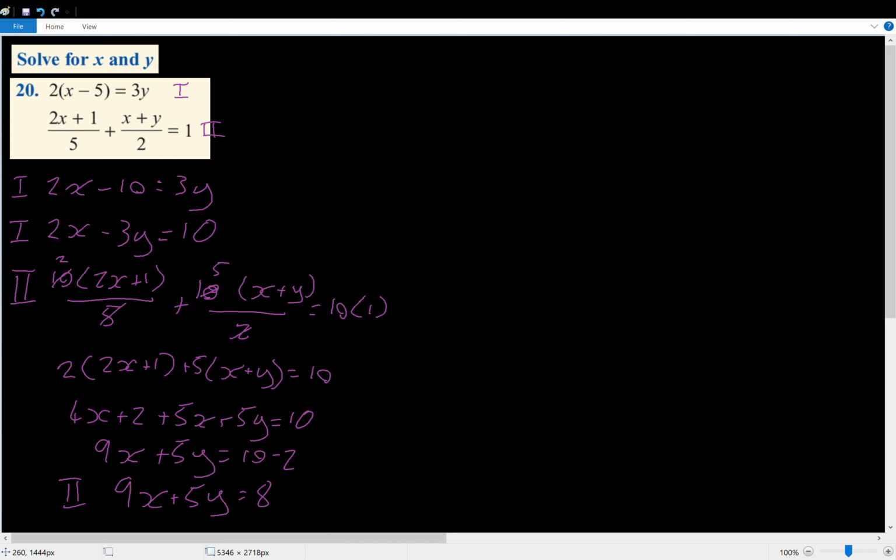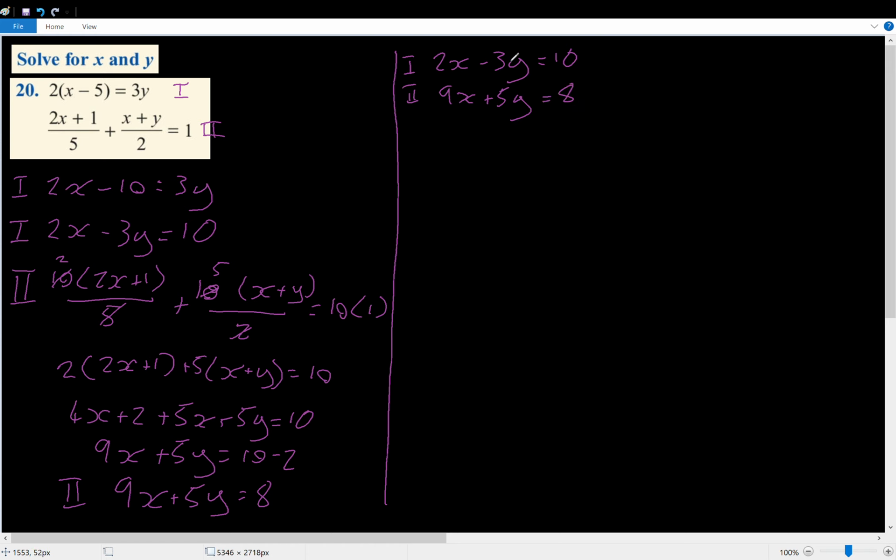So now, just to make this easier for ourselves so we can follow along a bit better, we're going to write them one above the other. So equation 1, we have 2x minus 3y equals 10. And for equation 2, we have 9x plus 5y equals 8.